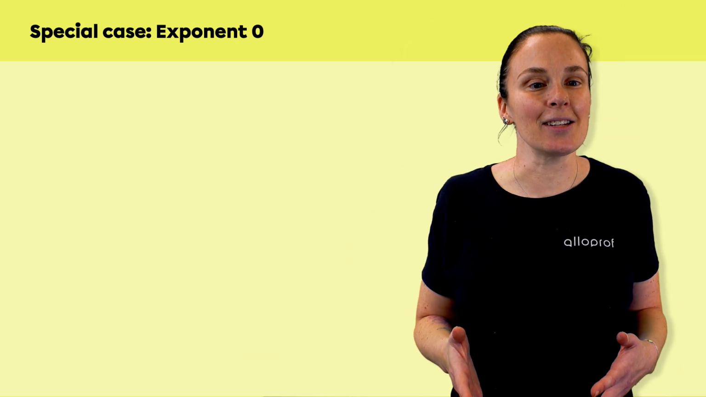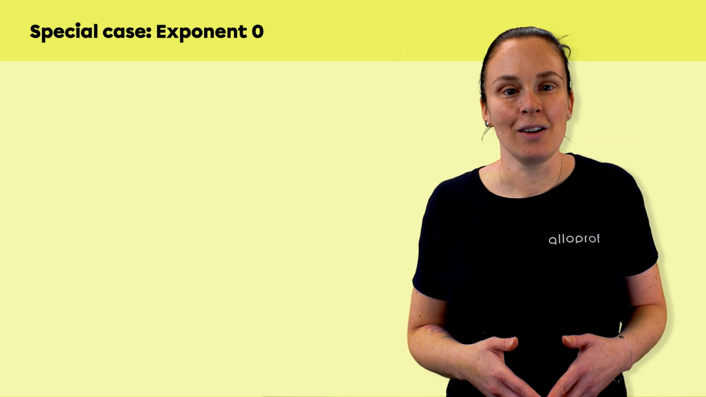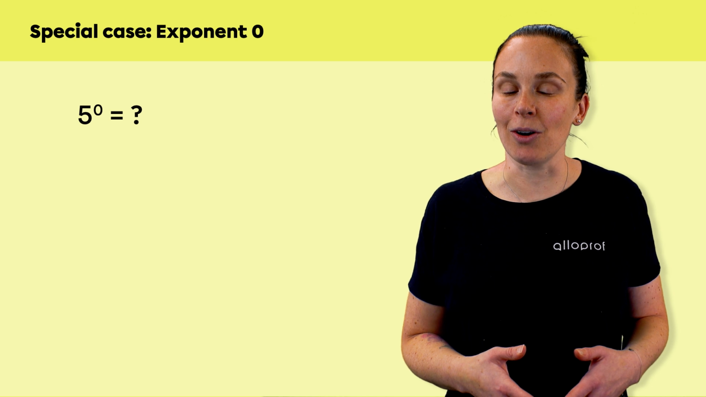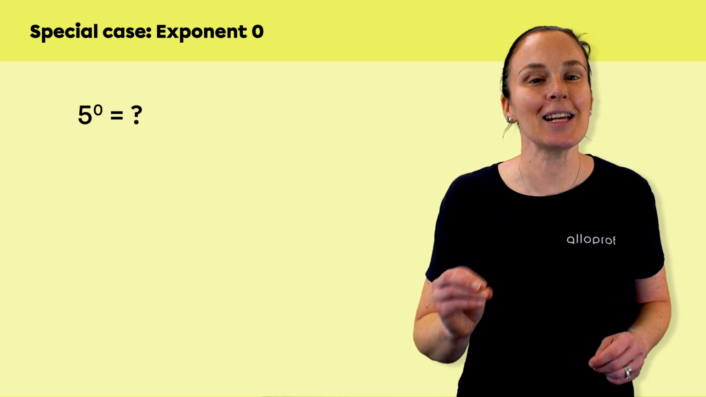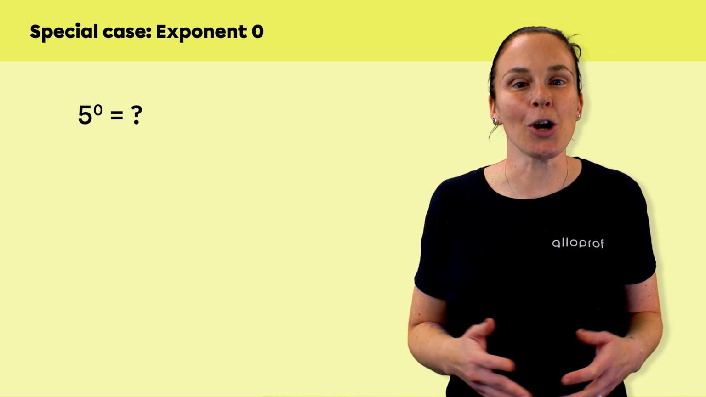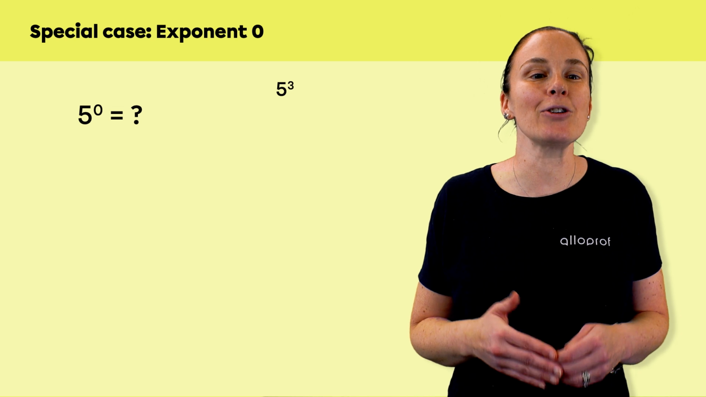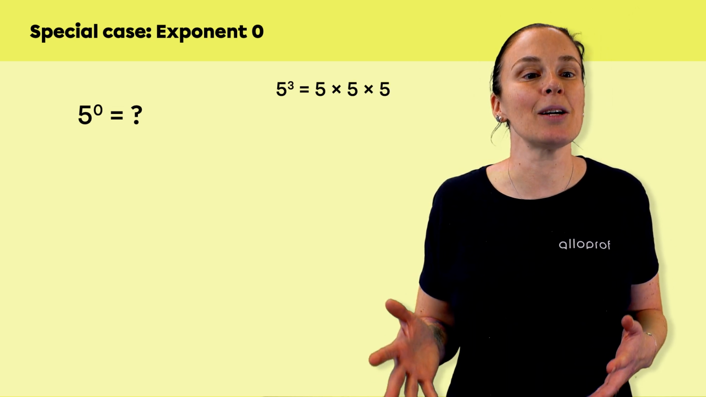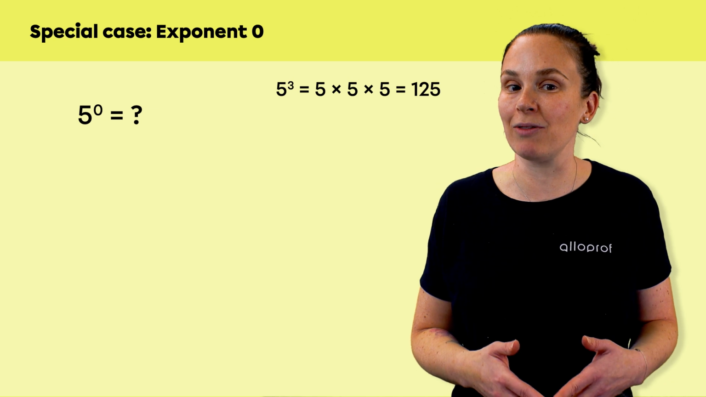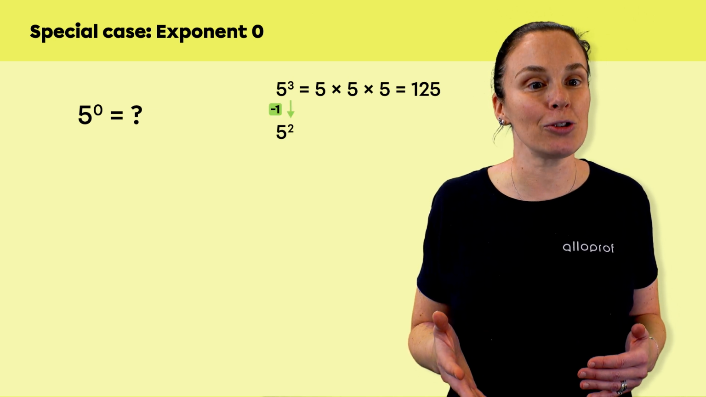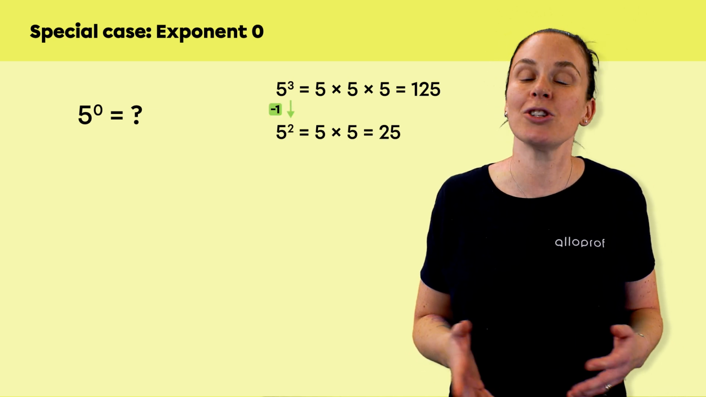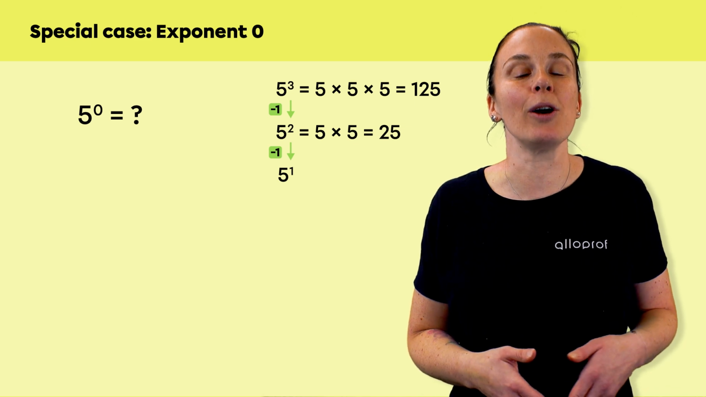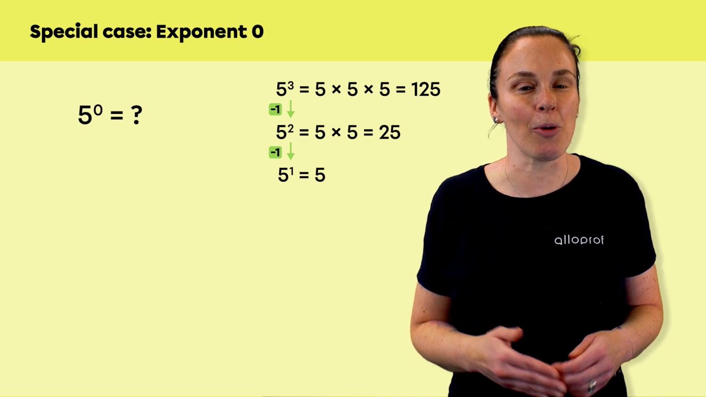Now let's look at the case where the exponent is 0. For example, 5 to the power of 0. To understand this special case, let's look at the following proof. Start with 5 to the power of 3 and decrease the exponent by 1 several times. 5 to the power of 3 is equal to 5 times 5 times 5, which is 125. 5 to the power of 2 is equal to 5 times 5, which is 25. And 5 to the power of 1 is 5. Let's stop here for a moment.